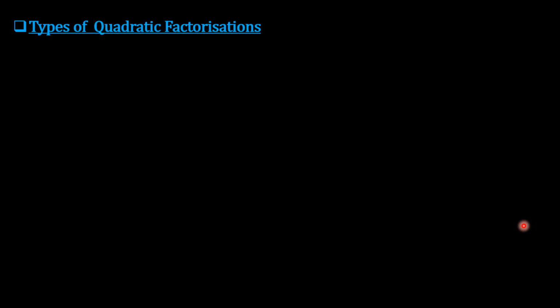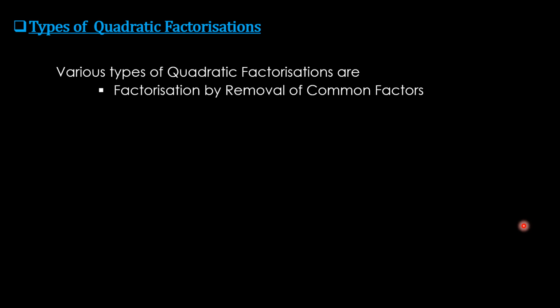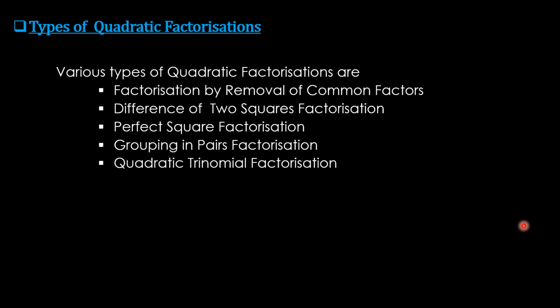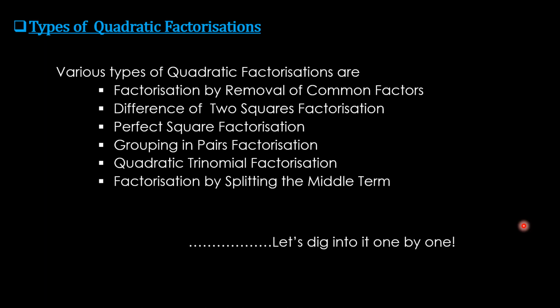Types of quadratic factorization. Various types of quadratic factorizations are factorization by removal of common factors, difference of two squares factorization, perfect square factorization, grouping in pairs factorization, quadratic trinomial factorization, factorization by splitting the middle term. Let's dig into it one by one.